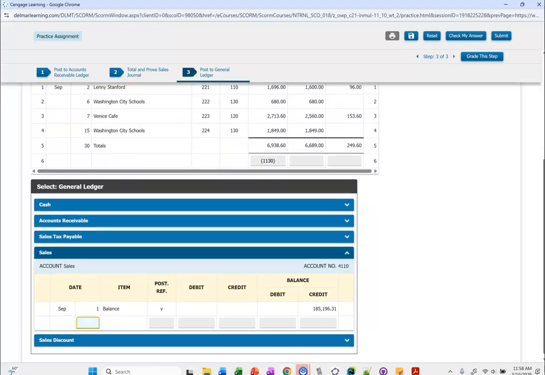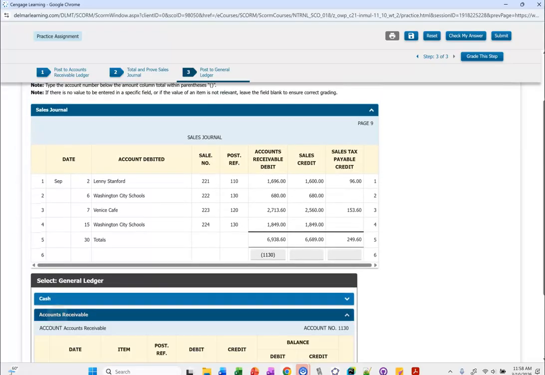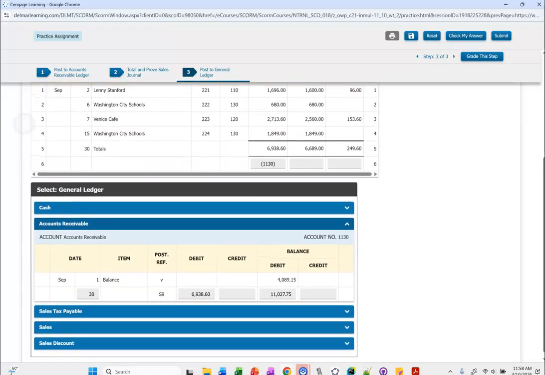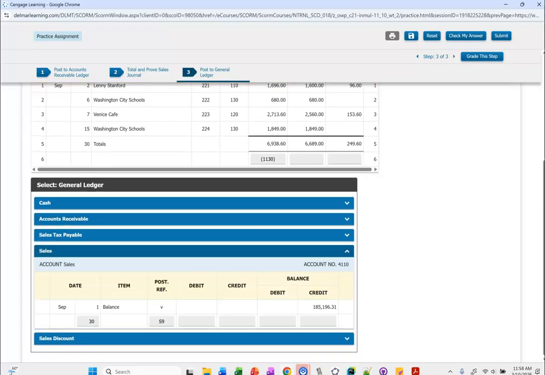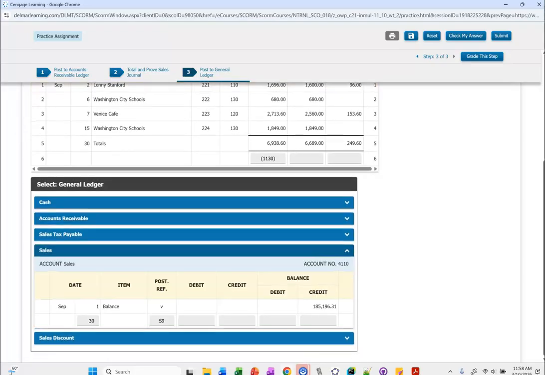The sales credit will get recorded in the sales ledger. So again, 30th of the month. We're on S9 still, right? Did I forget to do that on the accounts receivable? No, there wasn't an option to do it. Okay, they did it for us or something. Interesting. All right.